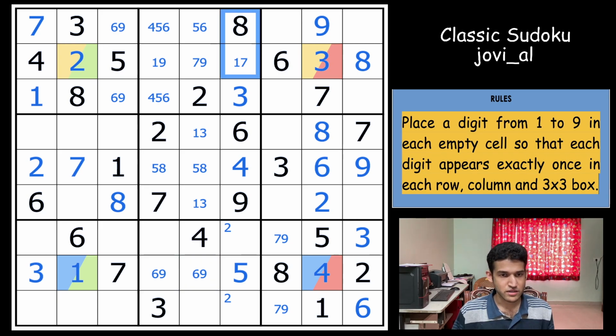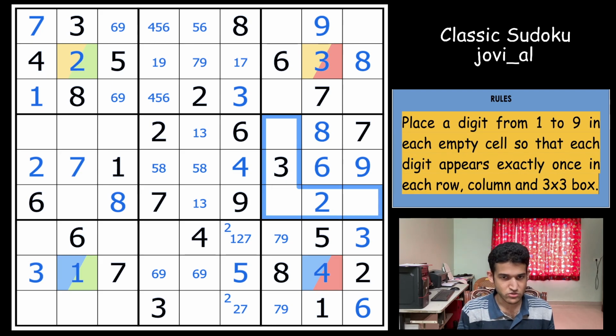Let's look at column 6. The remaining digits are 1, 2 and 7. So this is 2, 7. And this must be 1, 2 and 7. 2, 3, 6, 9, 7, 8. The remaining digits are 1, 4, 5. So let me mark those in 1, 4 and 5.